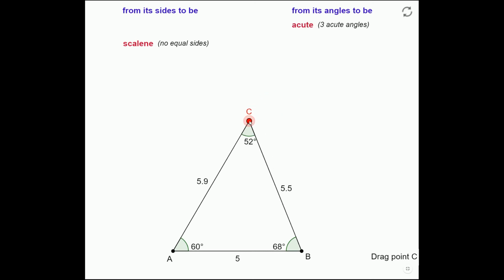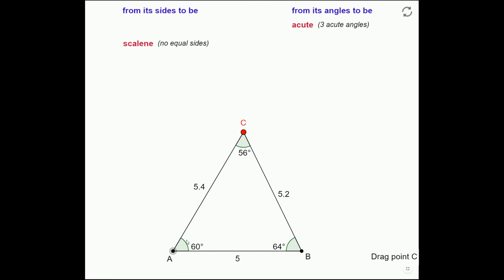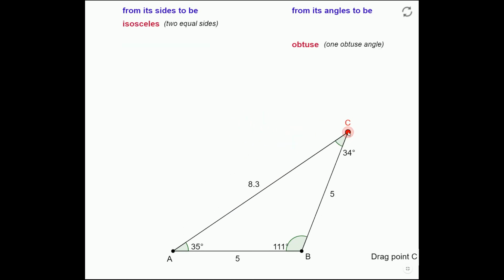Now, if we have two equal sides, let's try to make the two sides equal here. 5.6, 5.6. CA equals CB equals 5.6. These are the legs of this isosceles triangle, since it has two equal sides. And the third side, AB, that is opposite to the main vertex C of this isosceles triangle, we call it base.